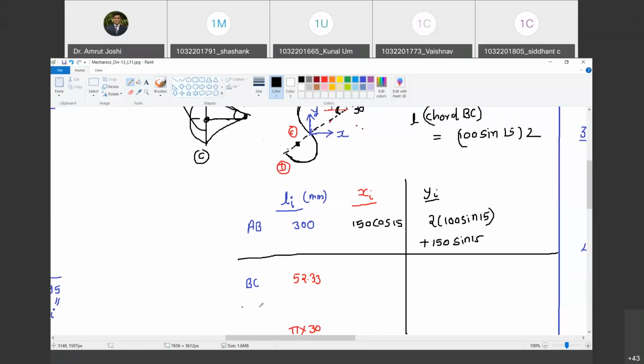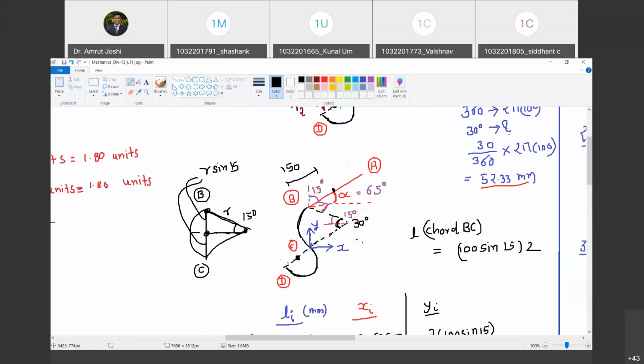Now let us look at portion BC. Where does the centroid of the portion lie? Hello? Yes, sir, we can hear you. Okay, I heard some noise, so I thought there is a doubt. Where does the centroid of portion BC lie?